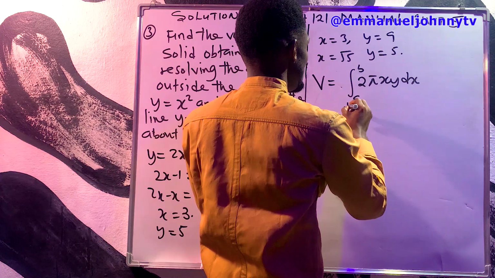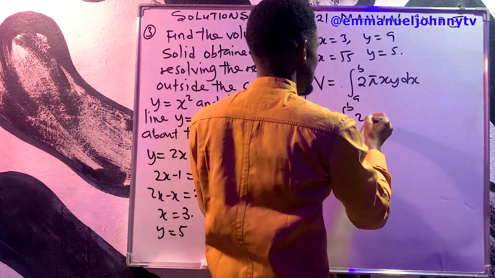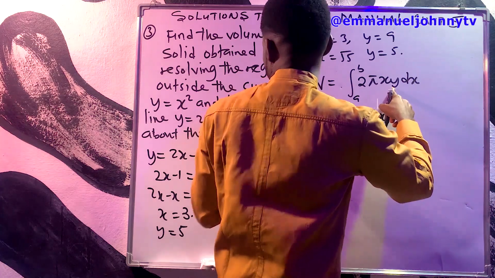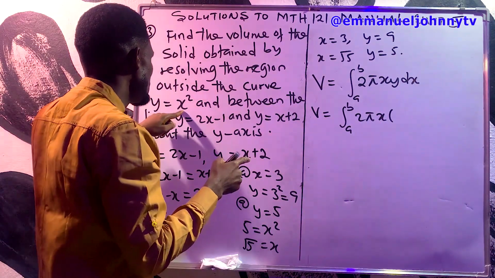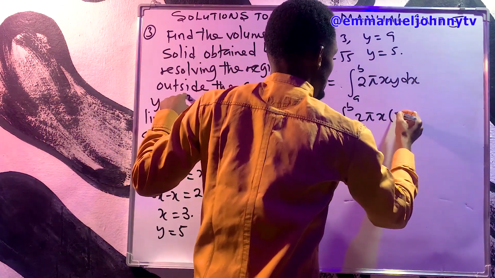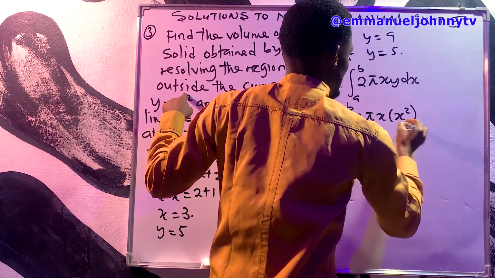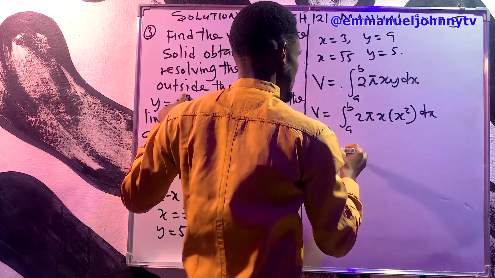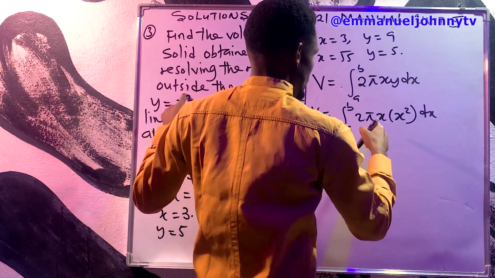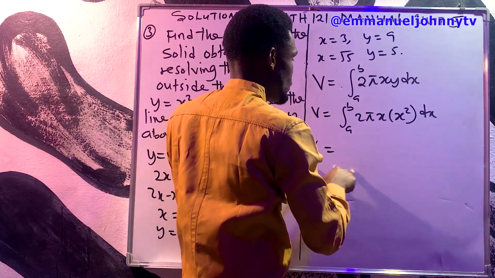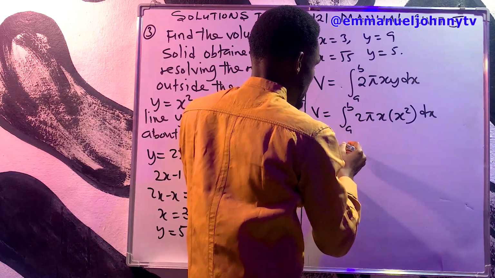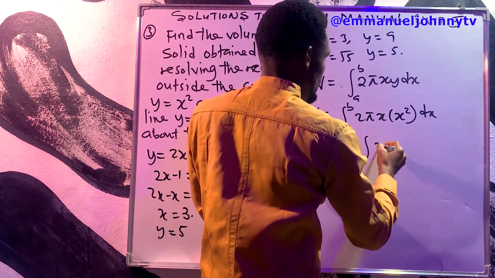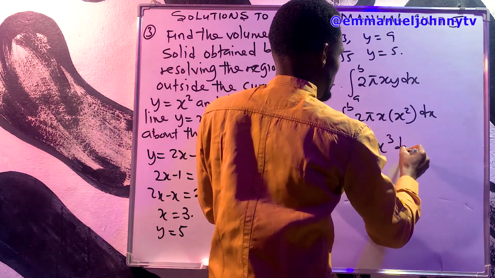So from this formula we can observe that V will be equal to the integral from a to b of 2 pi x into, what is y? y equals x squared. So in the place of y, you put x squared, dx. So pick the constant term, this is 2 pi outside the integral sign. Then you'll be left with x times x squared, which is x cubed dx.